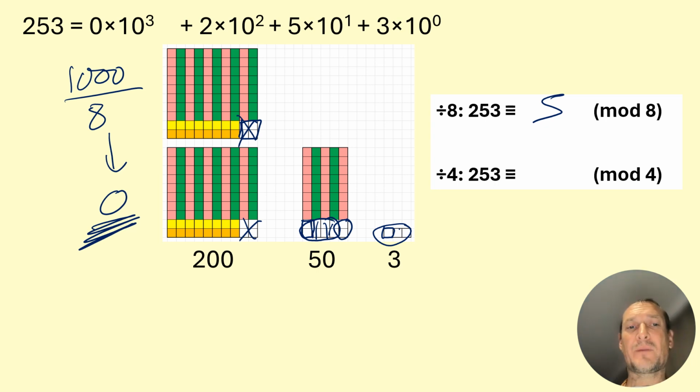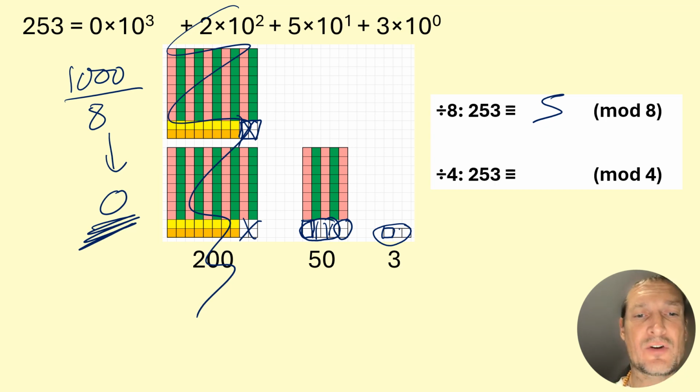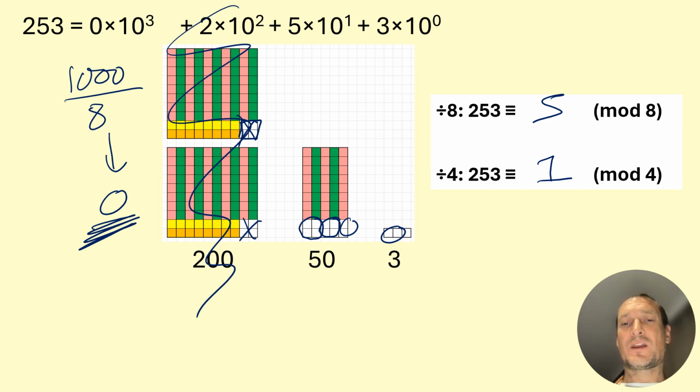How about when we divide by 4? Well, let's look at the hundreds. 100 is divisible by 4 exactly, so we don't need to bother about the hundreds column at all. We only look at the tens and the units. So let's have a look at these tens and these units. So we can see that 2 of those remainders there cancel out and no remainder there. They cancel out there. We've got these 2 with those 2 there. So we've just got 253 is equivalent to 1 in modulo 4.